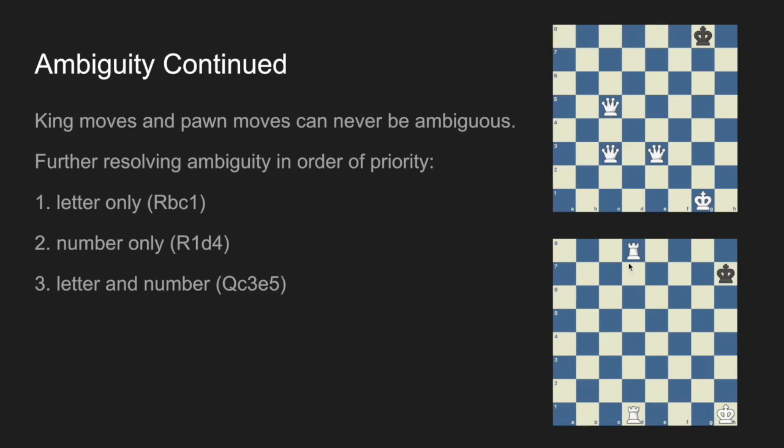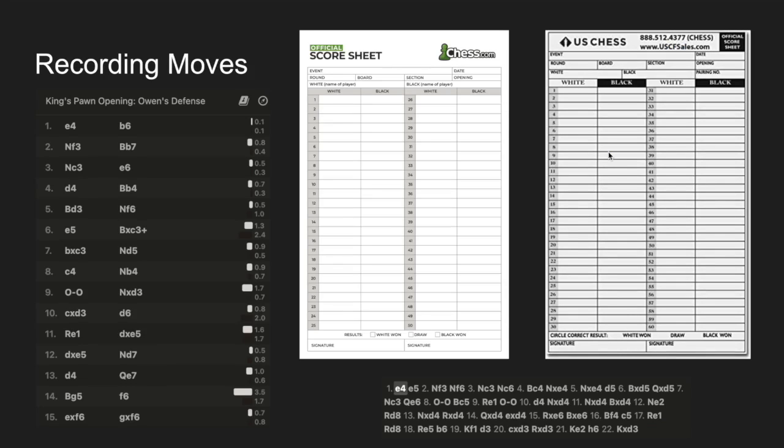But in this example, both rooks are on D, so instead we use the number: R1D4, rook 1 to D4. And in this very rare situation, we use the letter and number because all three of these queens can move to e5. If we say queen c to e5, it could be one of these two queens. If we say queen 3 to e5, it could be one of these two queens. So when neither letter nor number is enough, then we say the letter and the number of the original square of that piece.